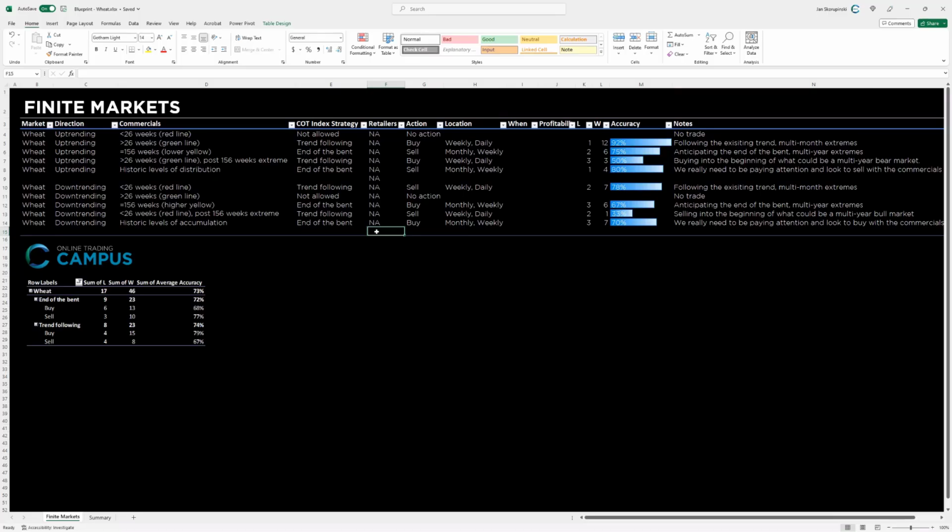And then you have your fundamental strategy that doesn't work as great as the commercials work on wheat, in terms of the accuracy, but it's the best that we have. It's the best that we have.